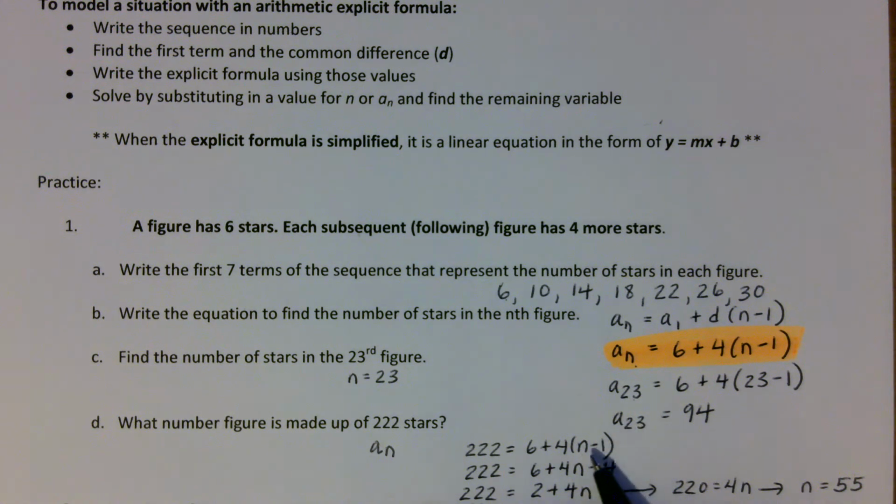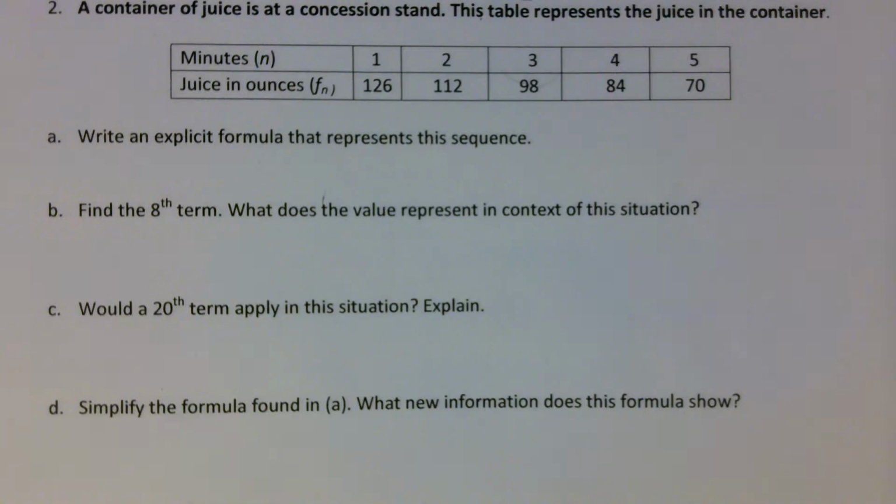Okay, so when you solve for n, we can distribute the 4. Remember to distribute to both terms inside the parentheses. Then I combine like terms. 6 minus 4 was 2. So 222 is 2 plus 4n. Subtract 2 on both sides. 220 is 4n, and n equals 55. That means the 55th figure is made up of 222 stars.